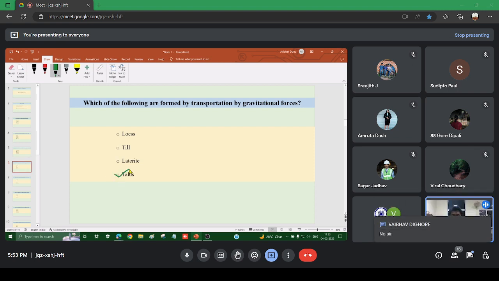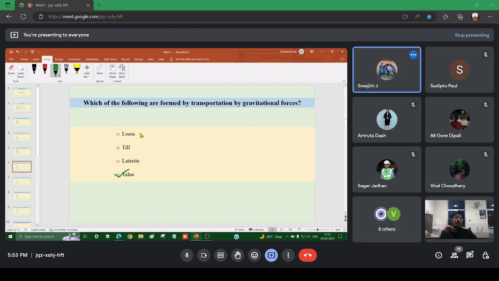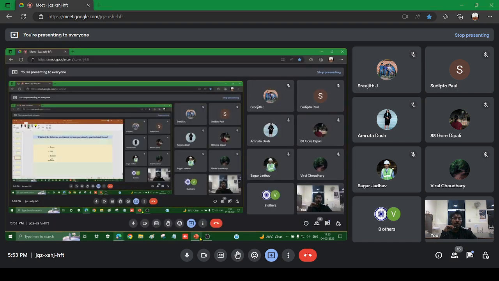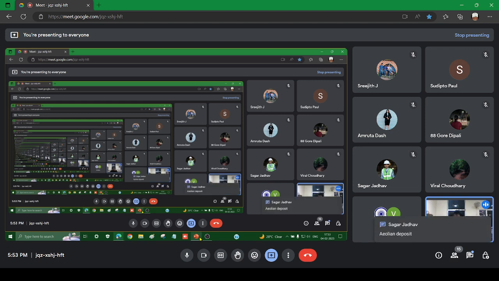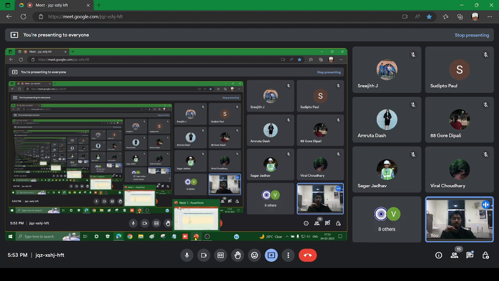Now, what is loess? If you're not speaking, please keep yourself muted. What is loess? Aeolian deposit. Okay. Anyone else? What is the first option? How is it formed?